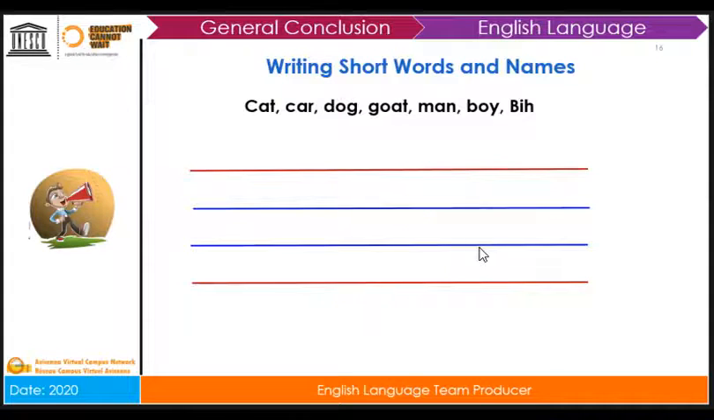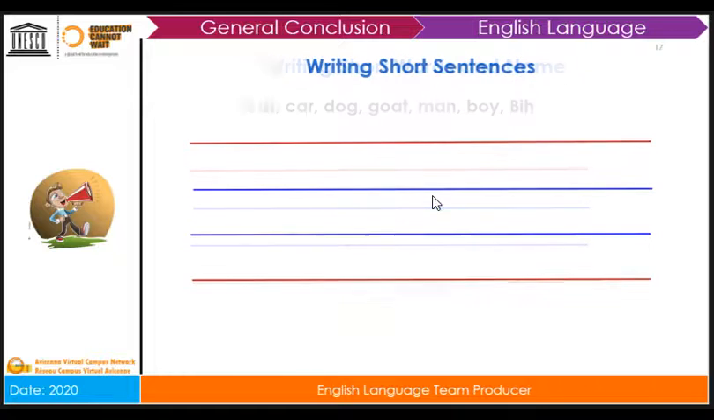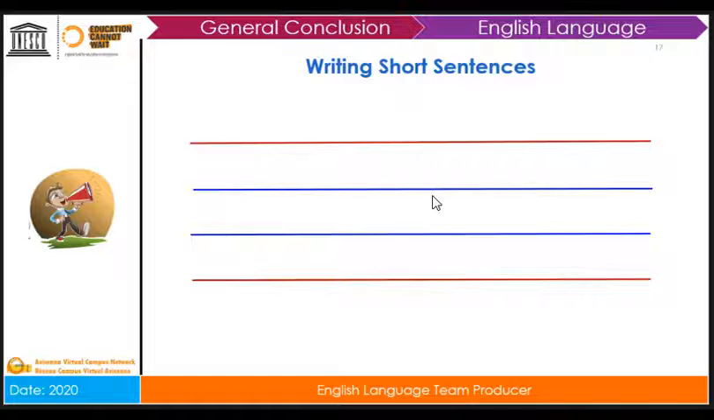You also learned how to write some short words in your books following the red and the blue lines. In addition, you learned how to write the names of people and places correctly in your book, respecting the red and blue lines. Finally, you also learned how to write short sentences in your books between the red and the blue lines.